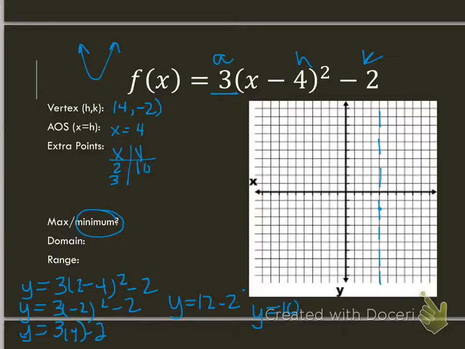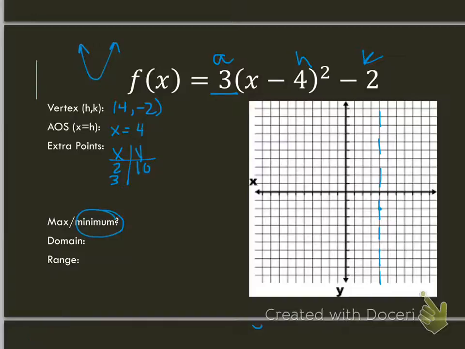So we got 2, 10, and I'm going to erase that so we can find our 3. So y equals 3 times 3 minus 4 squared minus 2. So we got 3 minus 4 is -1. We always square first, so -1 squared is 1. 3 times 1 is 3. 3 minus 2 is 1.